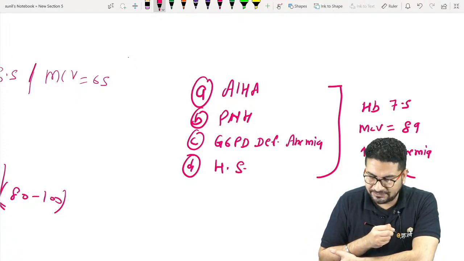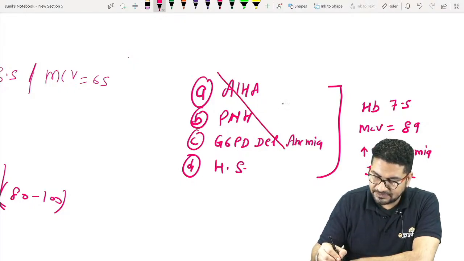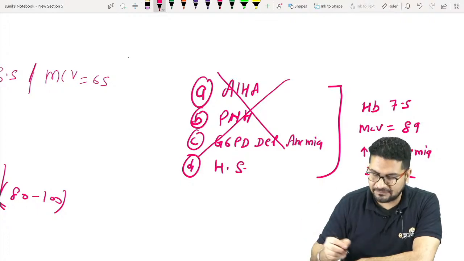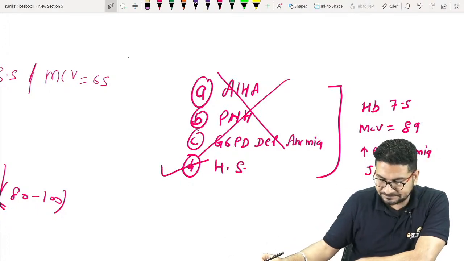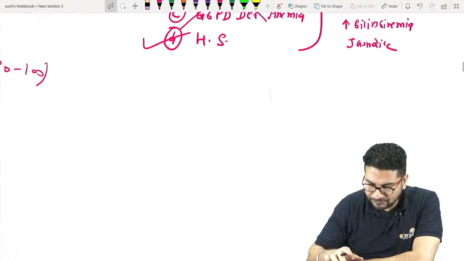So what is the answer? Yes, in these three you will see predominantly intravascular. This is only extravascular. Am I clear? So the answer is clear. Now I want you to remember the classification.